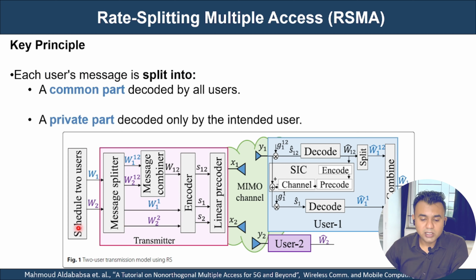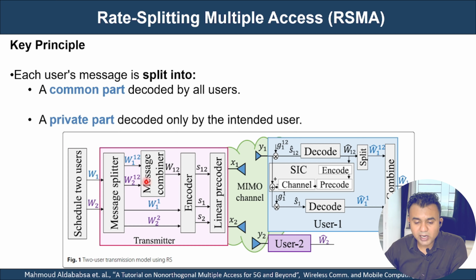What it does, the first principle is, each user's message is split into two parts. So let's say this is my user message, and I will split it into two parts. Let's say there are two messages, W1 and W2. One is the common part and one is the private part. So these are the common parts and these are the private parts. W1c is the first message's common part, and W2c is the second message's common part.